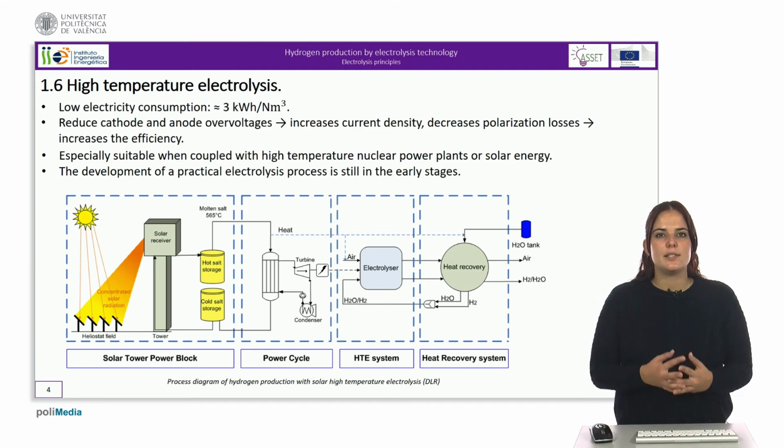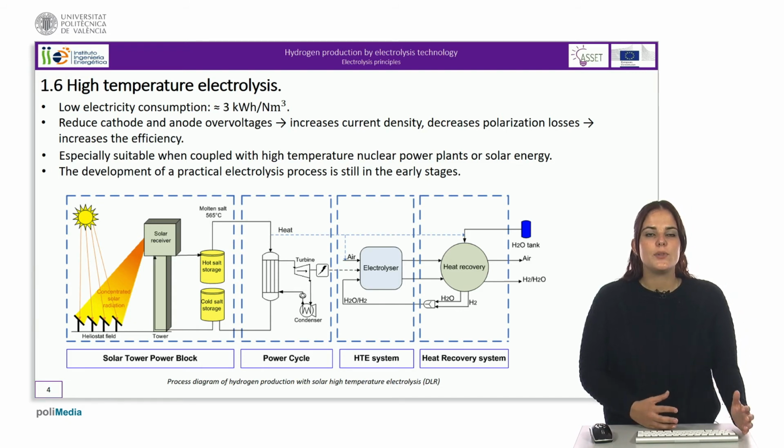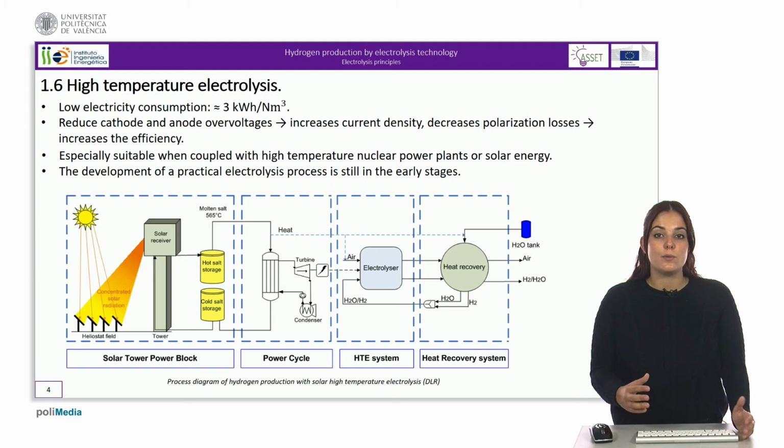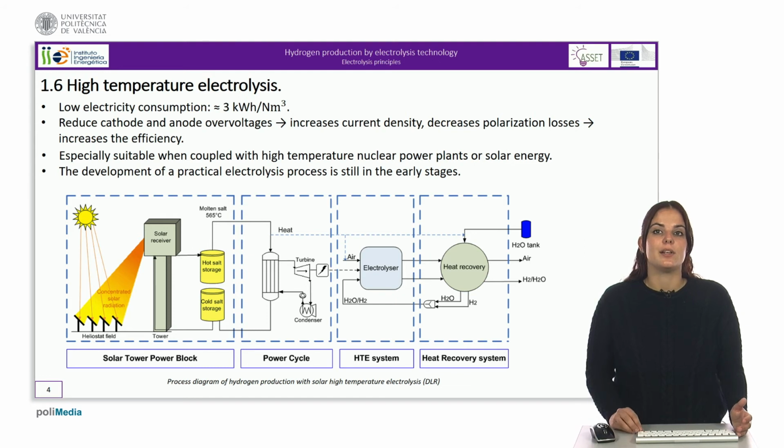In addition, high temperature also favors electrode activity and helps reduce cathode and anode overvoltage. In this way, it is possible to increase the electrical current density at high temperature and decrease polarization losses, which increases the efficiency of the process. In conclusion, we can say that high-temperature electrolysis is advantageous both from the thermodynamic and kinetic point of view.